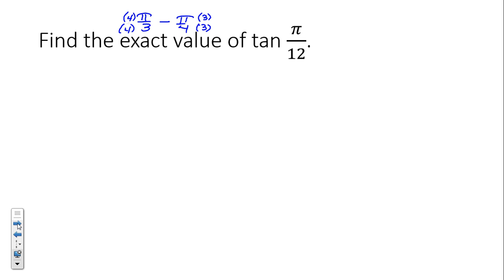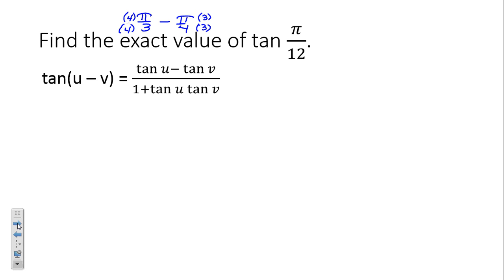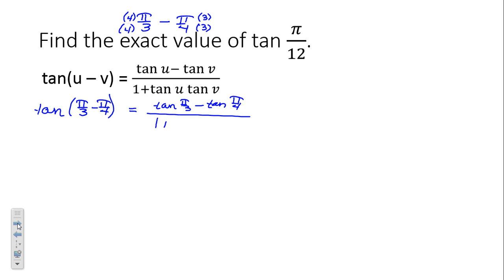So tangent. We'll have the tangent of pi over 3 minus pi over 4. And this time the order does matter because we're not adding. Tangent of pi over 3 minus the tangent of pi over 4 over 1 plus the tangent of pi over 3 times the tangent of pi over 4.